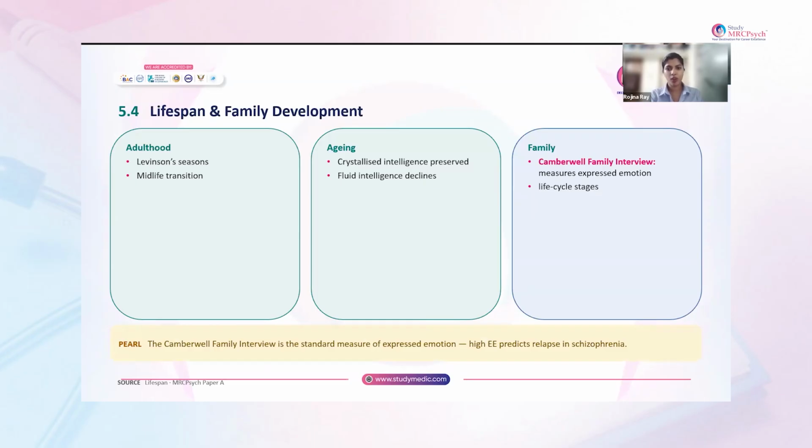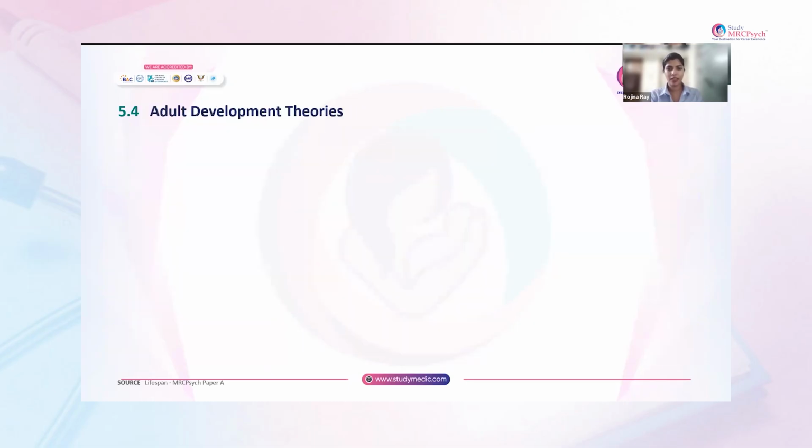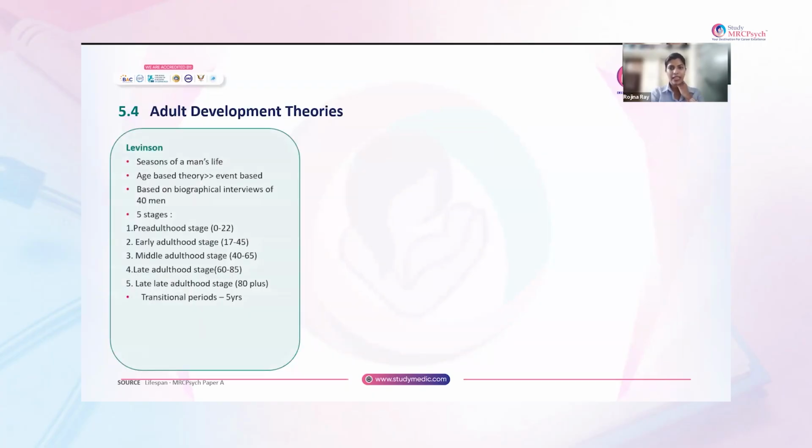And families also progress through predictable life cycle stages like marriage, parenting, children leaving the home, and later life, with each stage presenting unique developmental challenges. So let's try to see these theories one by one. First is by Daniel Levinson.